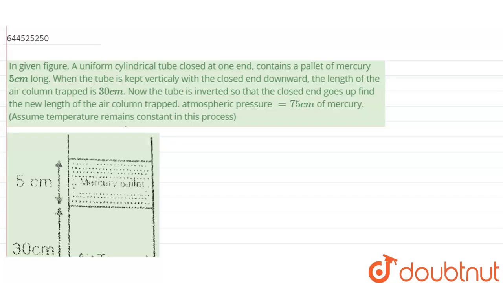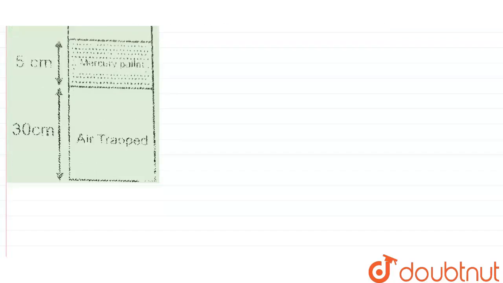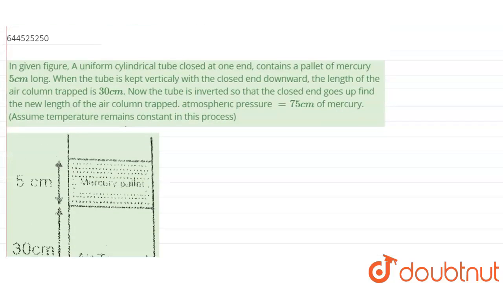Hello everyone, so today's question is on the screen right now. In the given figure, a uniform cylindrical tube closed at one end contains a pellet of mercury 5 cm long. As you can see in the diagram, this is our air trap and this is our mercury pellet of 5 cm, and the height of air trapped is 30 cm. When the tube is kept vertically with the closed end downward, the length of the air column trapped is 30 cm, that is given in the question.